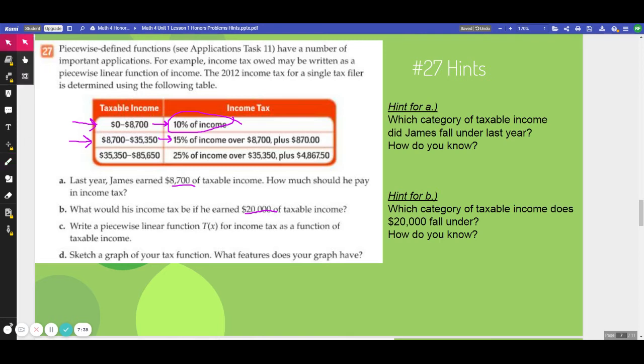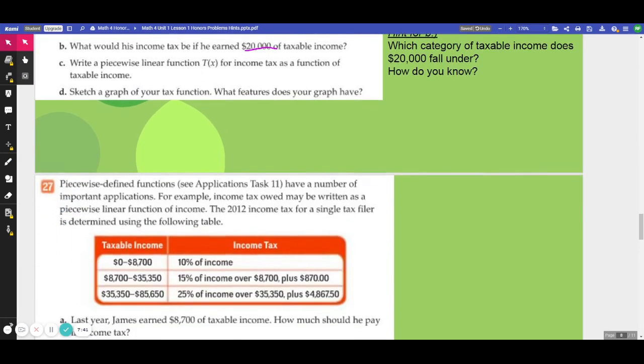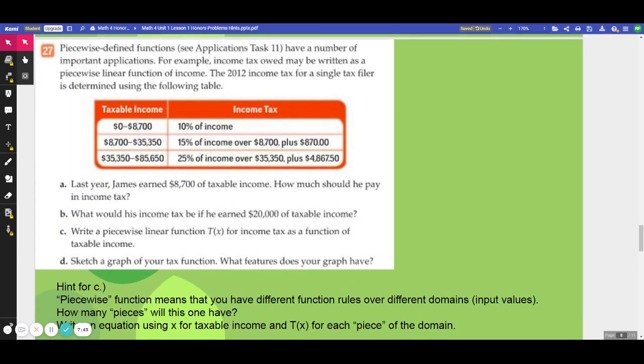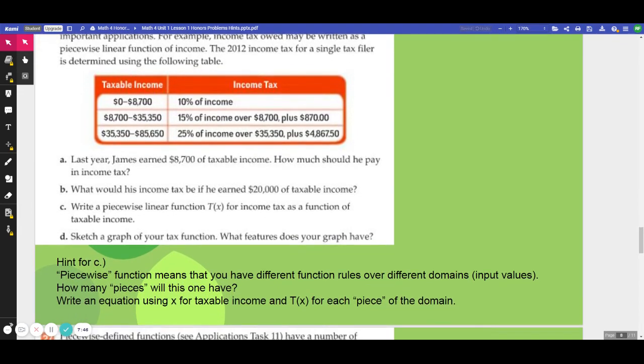Let's look at C and D. C is a little trickier because you're actually writing your piecewise function. A piecewise function means that you have different function rules over different domains, or input values, or x values. The question here says, how many pieces will this one have? Well, there are clearly 3 tiers of taxable income, so this piecewise function will have 3 different pieces, or 3 different function formulas. And you need to write an equation for each piece of the domain.